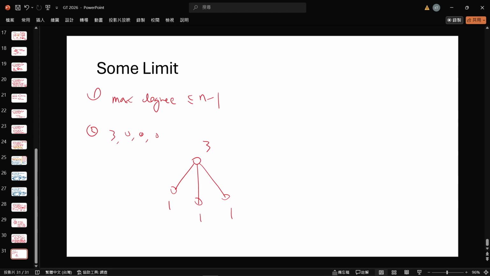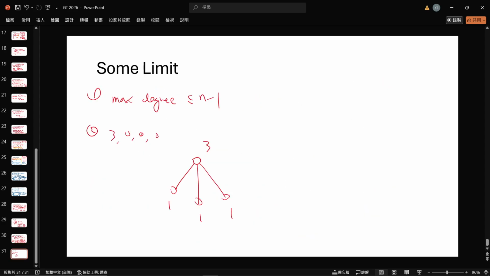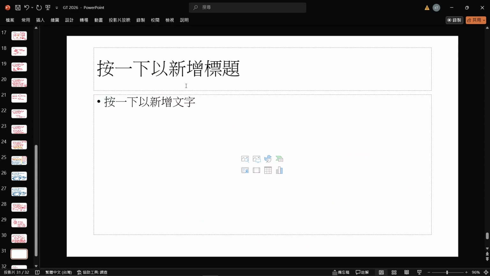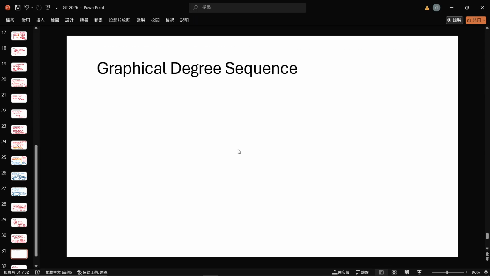But how should I put this into a general rule? So now the question is this: I want to solve this graph realization problem. But before that, I want to first test whether this is possible or not. A graphical degree sequence is a degree sequence such that you can find a graph that realizes it.